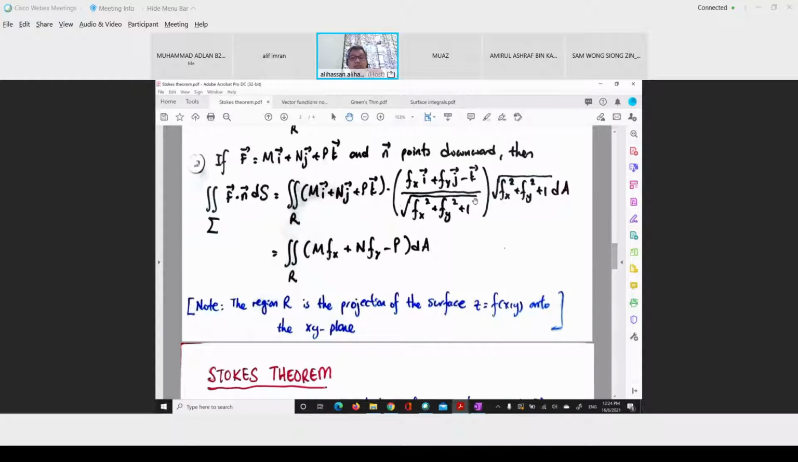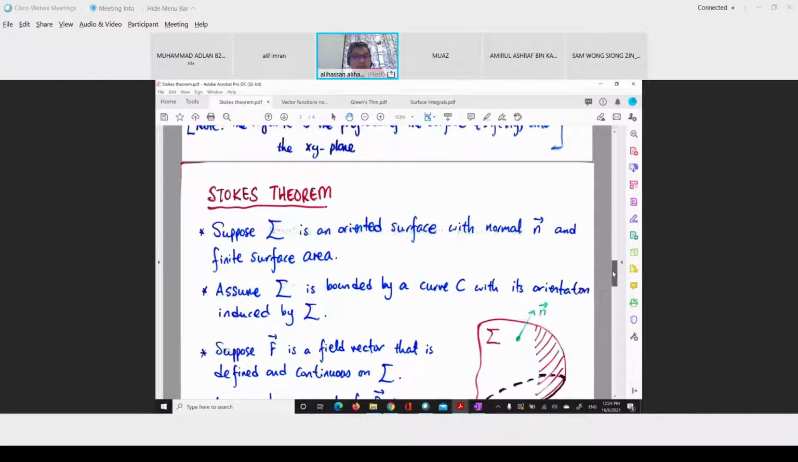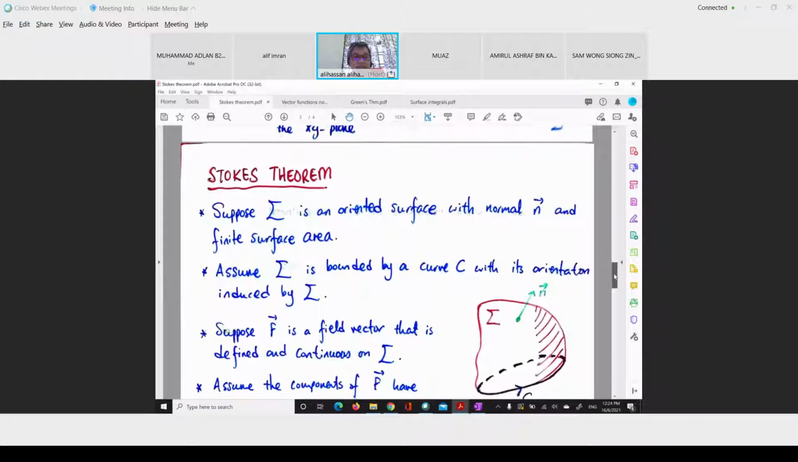So again, the square root symbol here cancels out. So take the dot product. The result is f partial x plus n f partial y minus p. What is R? R is the projection of the surface z equals f(x,y) onto the xy plane. So now we can fully understand Stokes' theorem here.